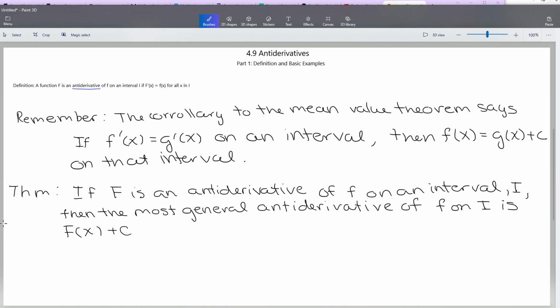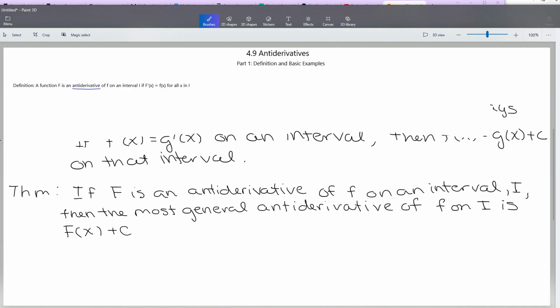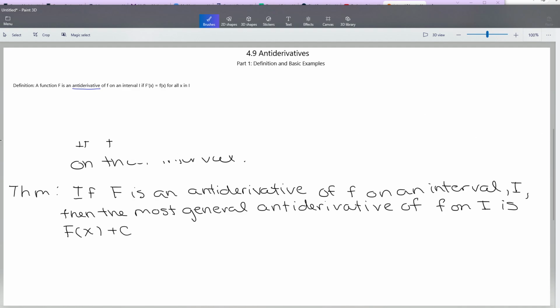Okay. So this explains exactly what we just said. If you have any antiderivative on that interval, then the most general antiderivative is that antiderivative plus some constant c, okay? So let's look at an example of finding all of the antiderivatives, right? And we represent them with this most general form, plus c.